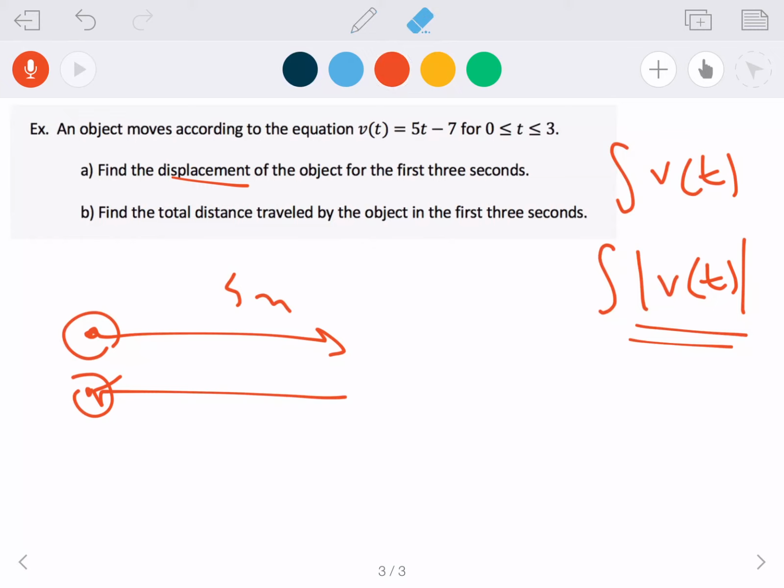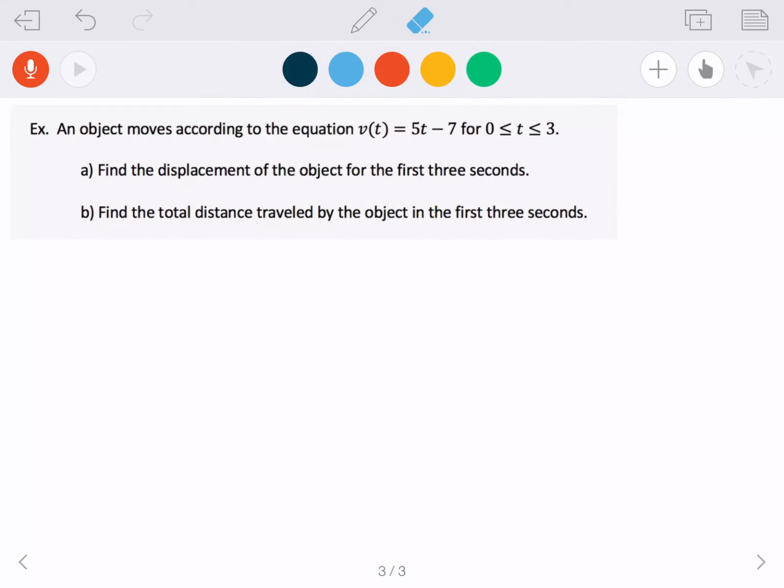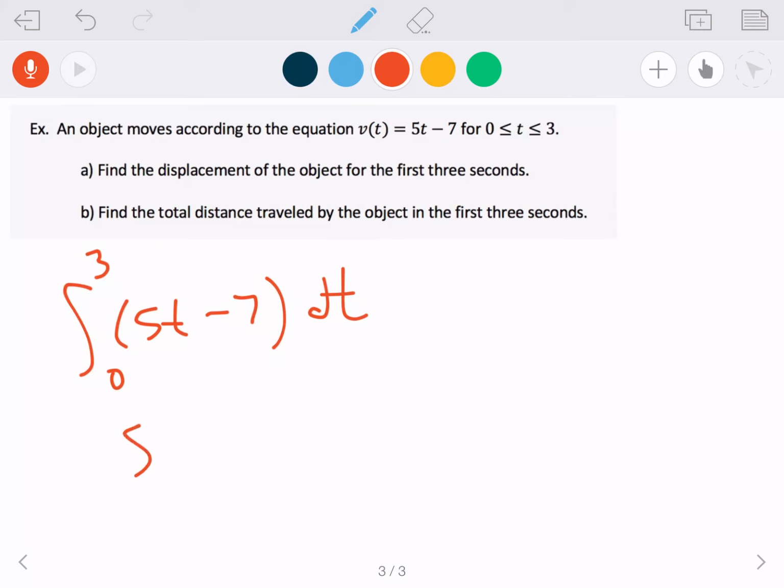So let's go back. Let's actually solve this problem here. Clear all that away. So find the displacement for the first 3 seconds. I'm going to integrate 5t minus 7 dt, and I'm going to integrate that for the first 3 seconds, so from 0 to 3. So I get 5t squared over 2 minus 7t. Evaluate that from 0 to 3.